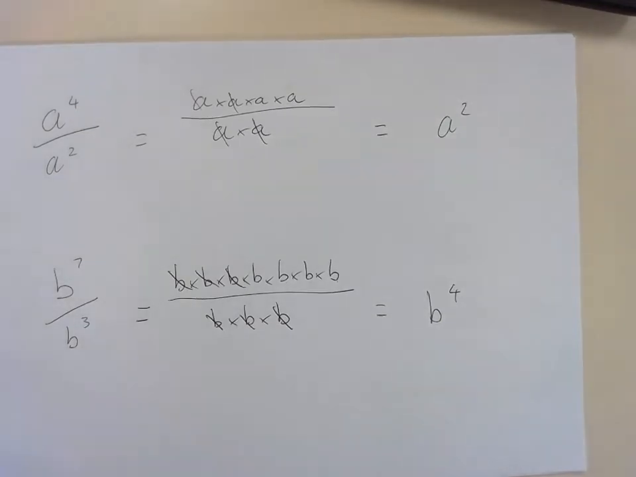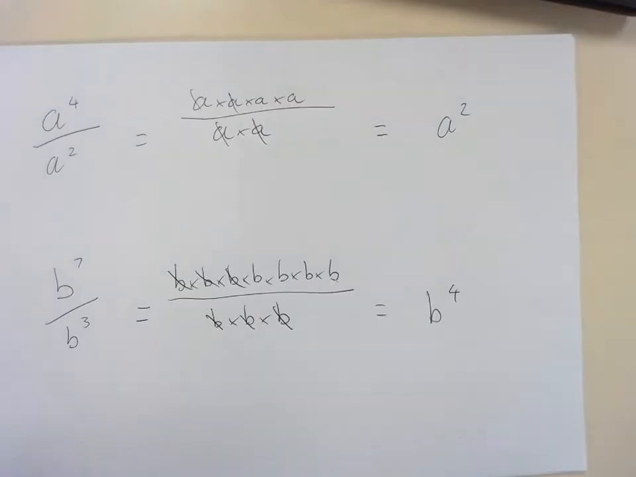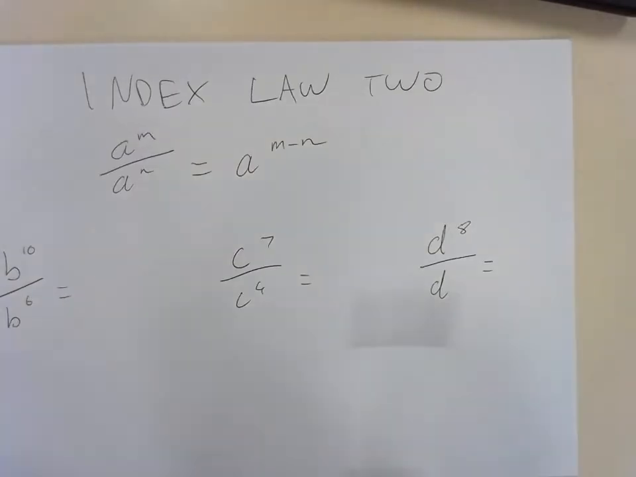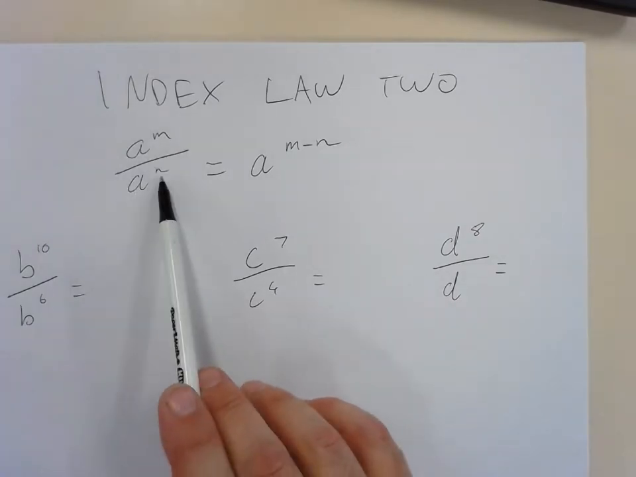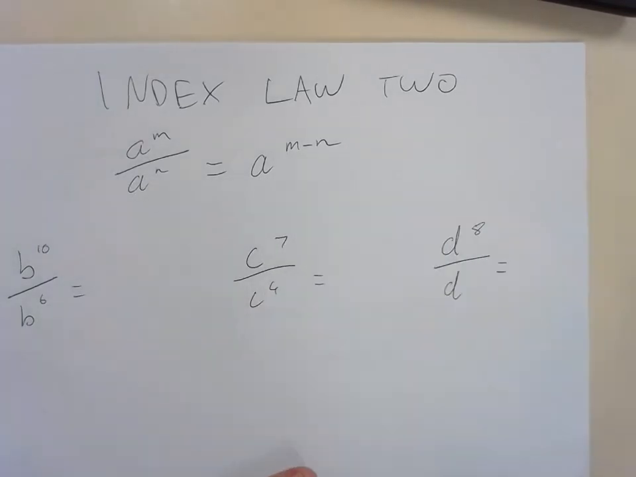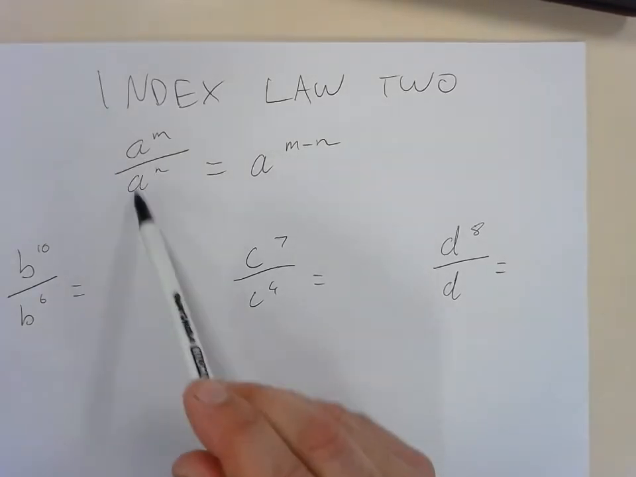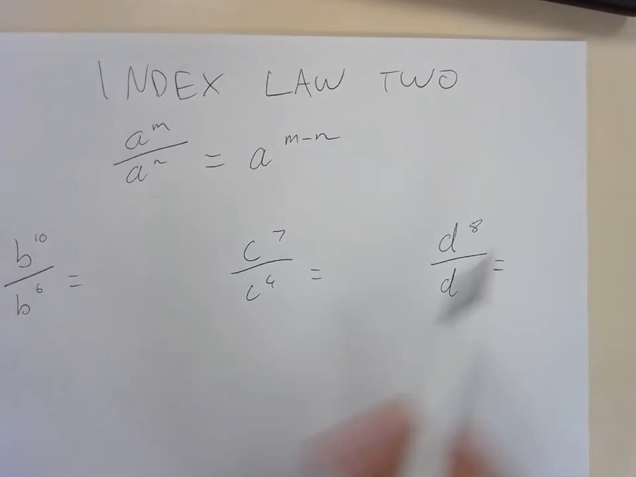And if I really use my brain, I go, well, index law 1 is when I was multiplying and I added my indices. So index law 2, hey, I'm dividing, but I am subtracting my indices. So as a result, index law 2 looks like this. A to the power of m divided by A to the power of n equals A to the power of m minus n. So again, when the base number's the same, I'm dividing, I subtract my indices this time.